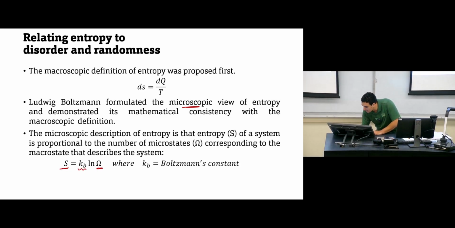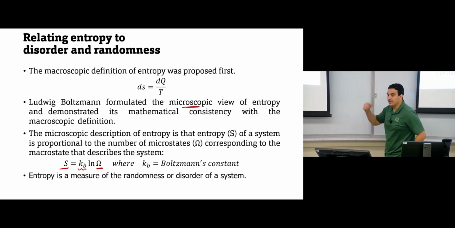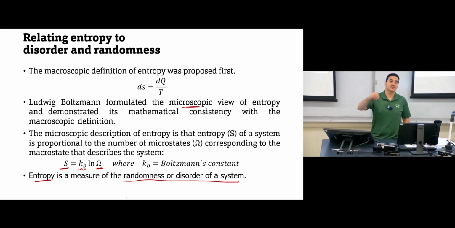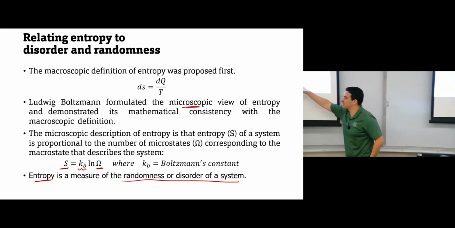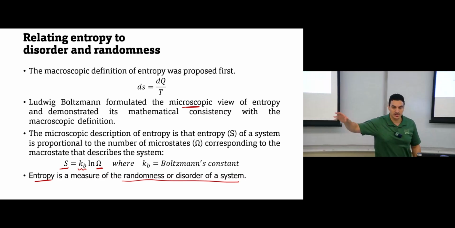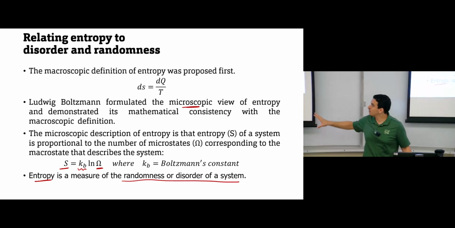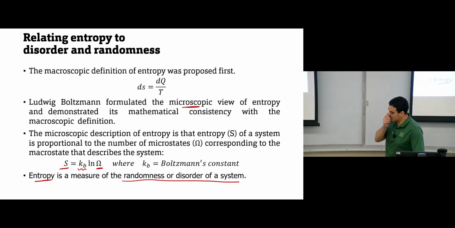times ln sigma, and this sigma is the number of microstates. He is the one who said that entropy is a measure of the randomness or disorder we have in the system, and this is the definition we have right now. If you just Google what is meant by entropy, this is the definition you will see. You just need to go deep in research to see the original definition, which is a state property defined by Q over T.